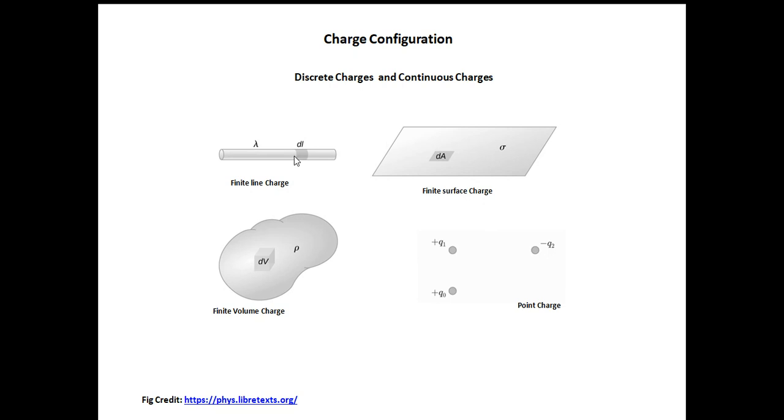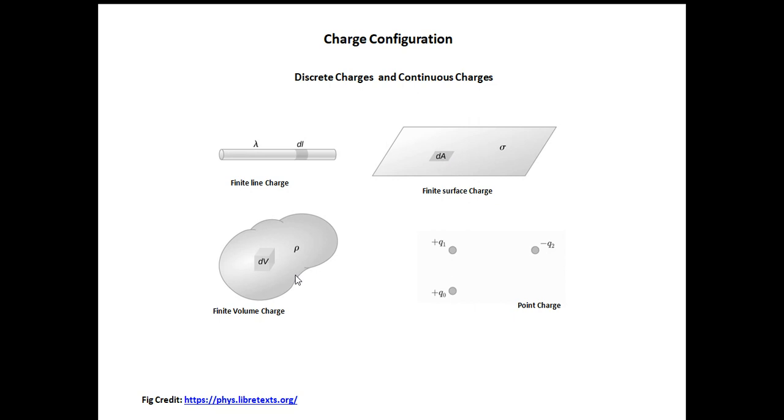Now, there is a small element of this line charge which I am denoting as dL. Remember this, we are going to need this quite often. It's a small part of this line charge. Then I have a surface charge. Again, I am talking about a finite surface charge, which looks like a surface. The best example of surface charge is a parallel plate capacitor. There is a small element dA, remember this.